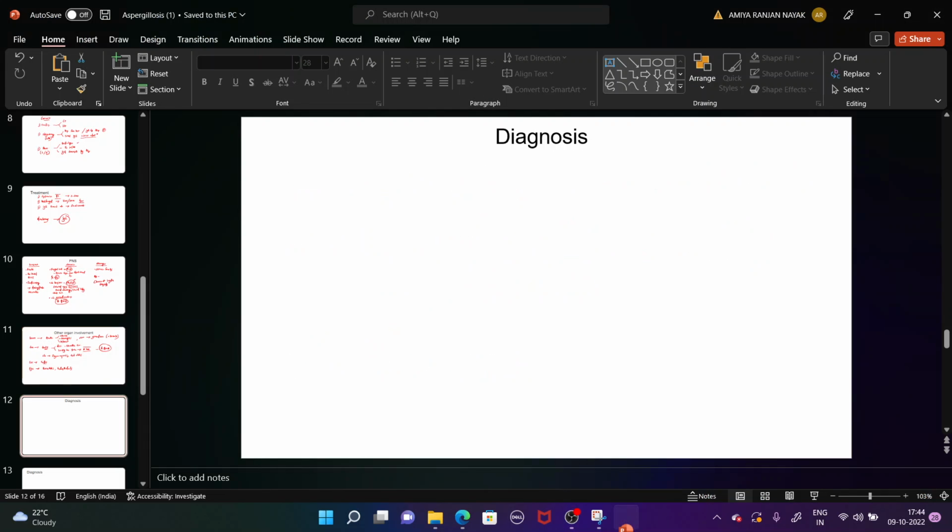Coming to the diagnosis and management part of aspergillosis. In the diagnosis part, we'll basically discuss the diagnosis of acute invasive aspergillosis. As I told, for chronic aspergillosis, the diagnosis is mostly based on the imaging findings and the antibody levels. And in allergic aspergillosis, I told about the criteria used in allergic bronchopulmonary aspergillosis. Here we will be discussing the diagnostic part of acute invasive aspergillosis.